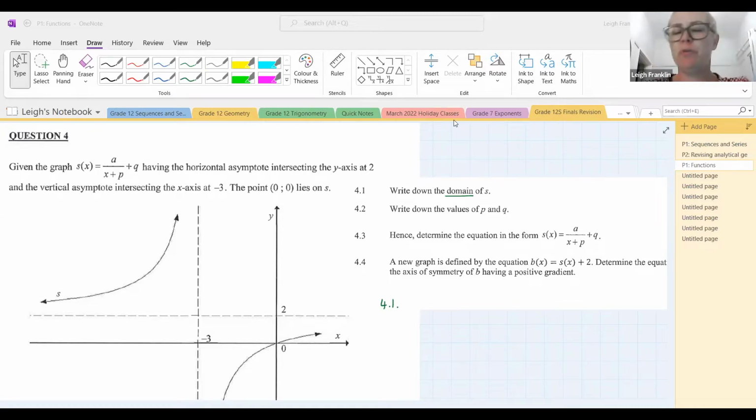All right, so what do you think it should be in this case? Remembering, of course, that it is a hyperbola. What would our domain be? What would you write? You guys are so quiet tonight.